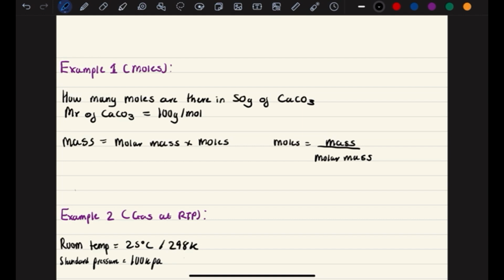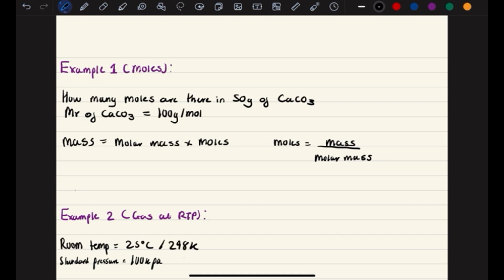So example 1, how many moles are there in 50 grams of calcium carbonate? And we've given the molar mass of calcium carbonate as 100 grams per mole. Now, formulas. We need to see what we want and what we have. We have mass, we have molar mass, and what we want to find out is moles. So we're going to use this formula, mass equals molar mass times number of moles. Cool. We rearrange it, yeah?